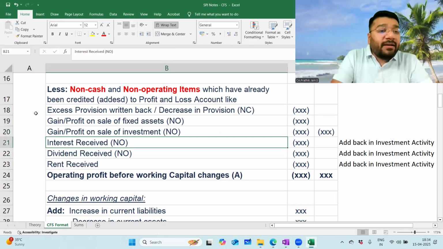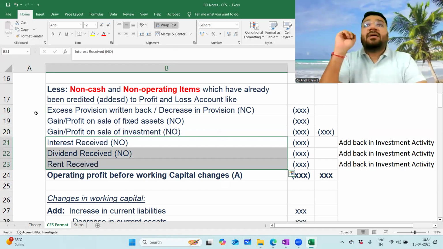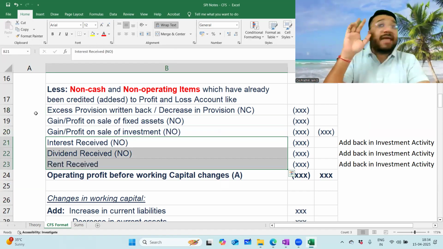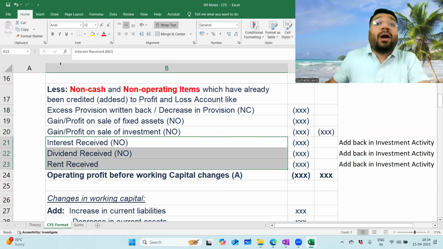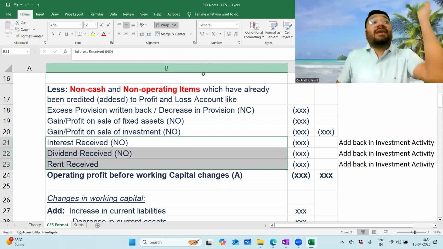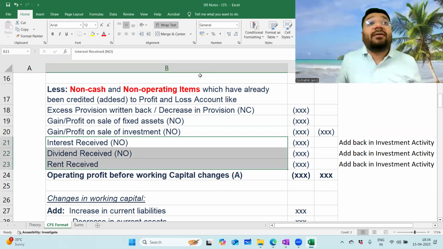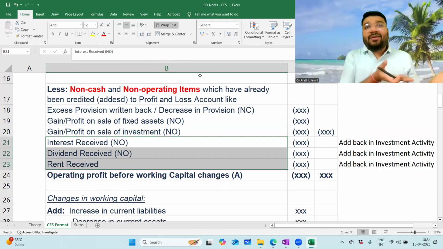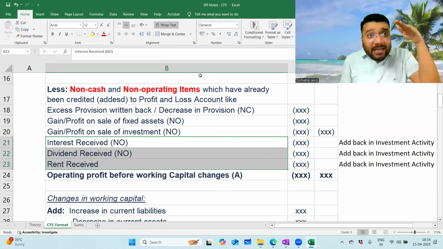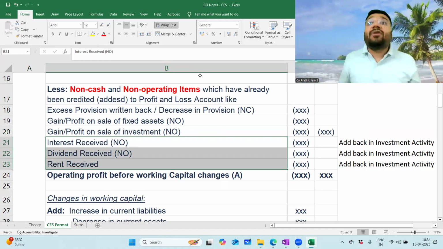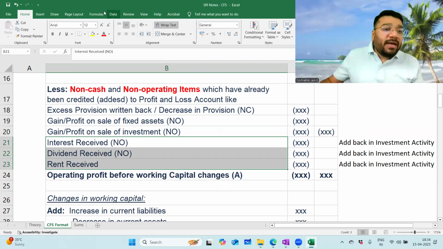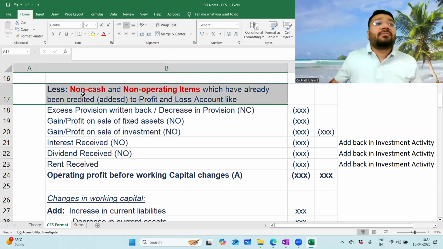Now let's talk about interest, dividend and rent received first. Interest, dividend, rent received are cash inflow, no doubt. But this is of what activity? Investing activity. But where have you added all that? Under operating activity. So from the operating activity, an added item, if I have to remove, what should I do? Subtract. Hence these items are subtracted.